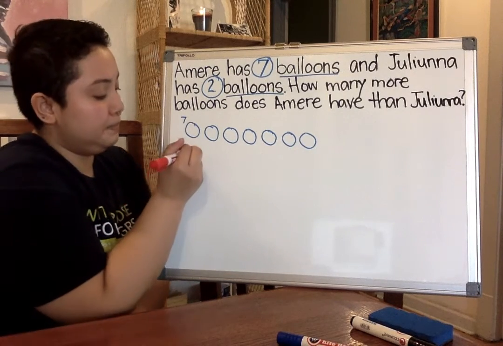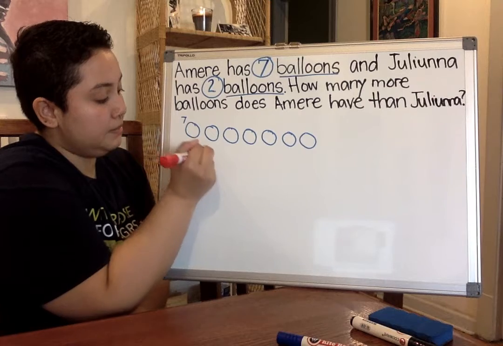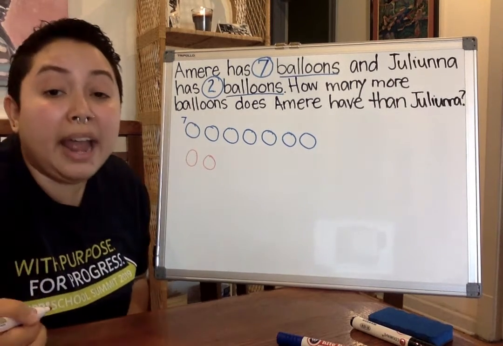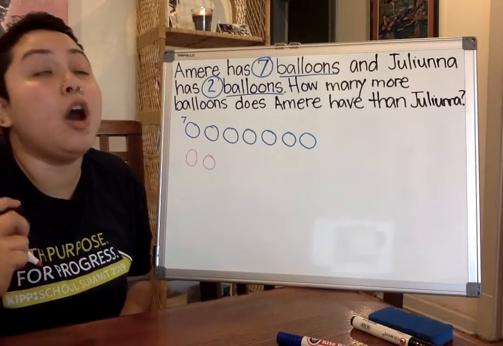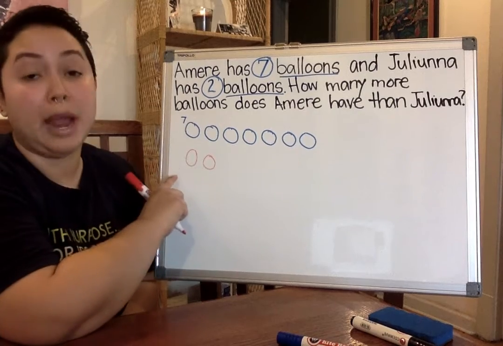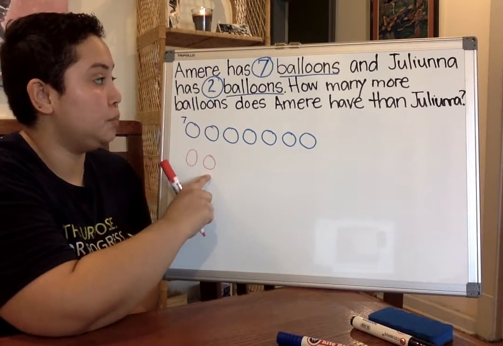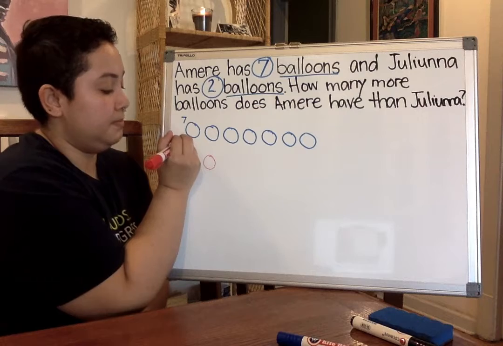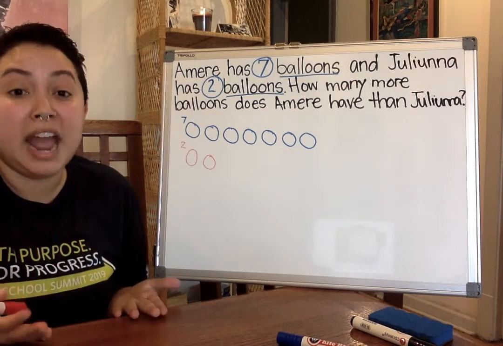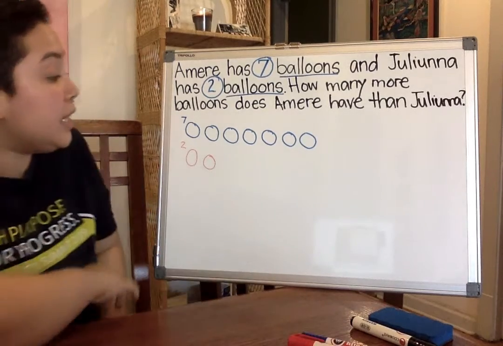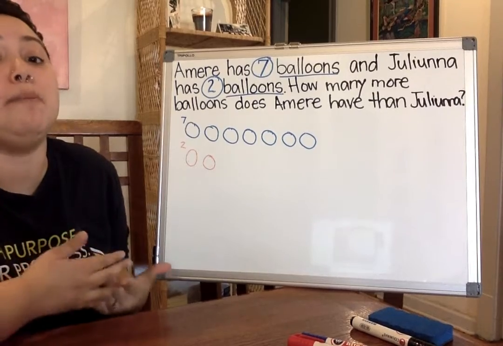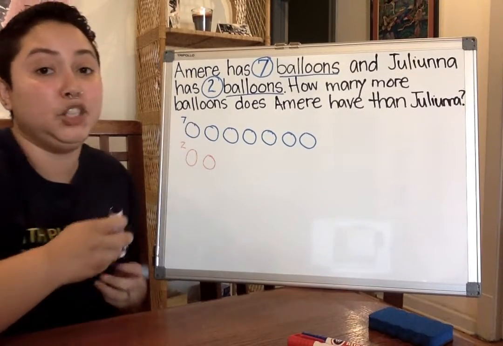I'm going to count. 1, 2. In the Bradley classroom, we always go back and count again to make sure that we drew the right balloons. 1, 2. Juliana has 2 balloons. Now that I've drawn everyone's balloons, I'm going to look closely and compare to find out how many more balloons Amir has than Juliana.